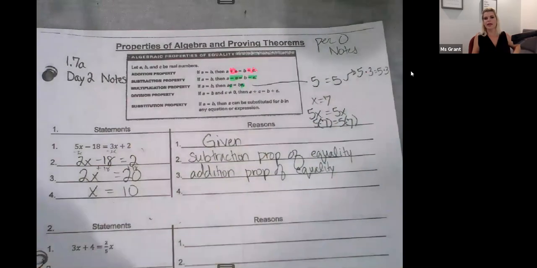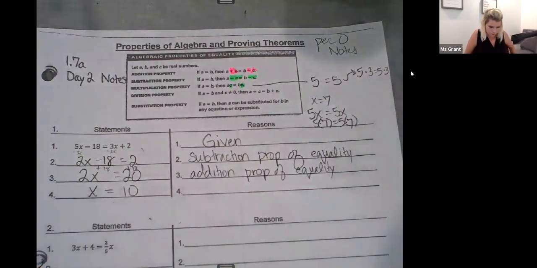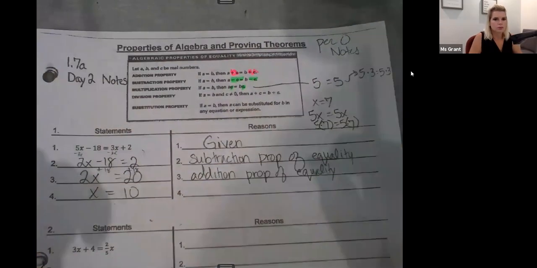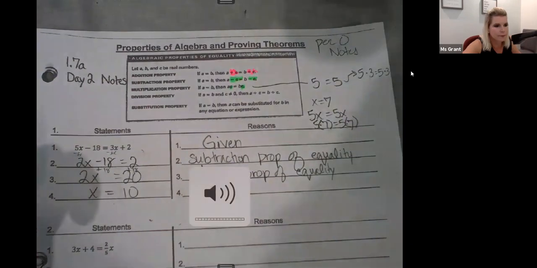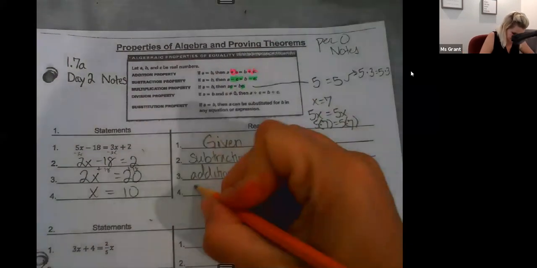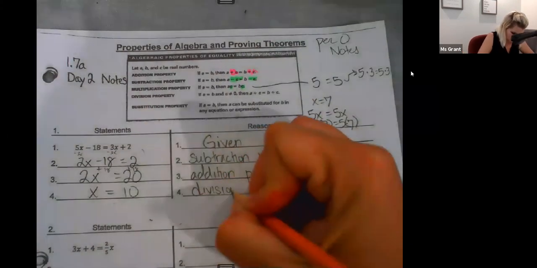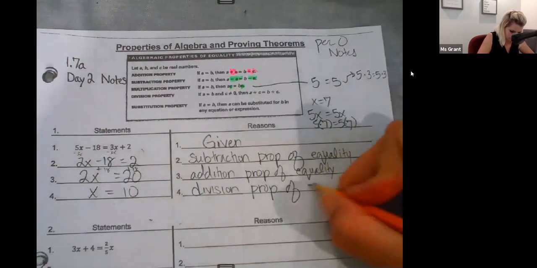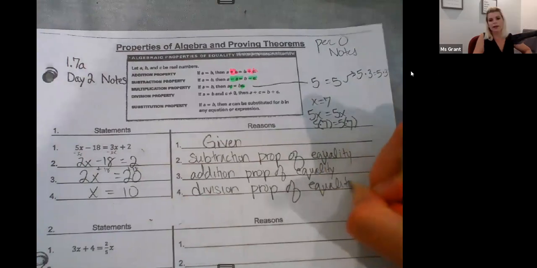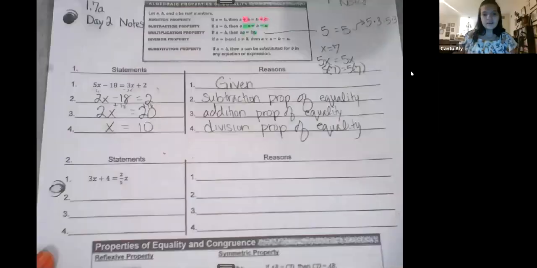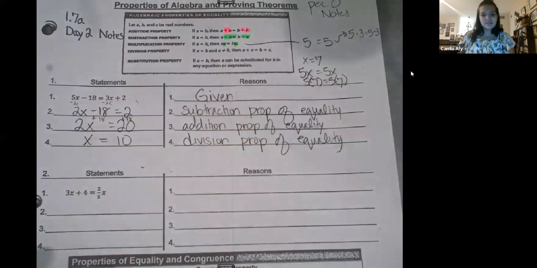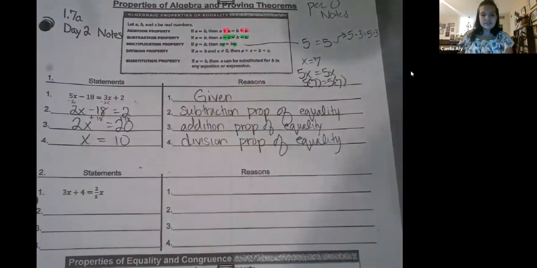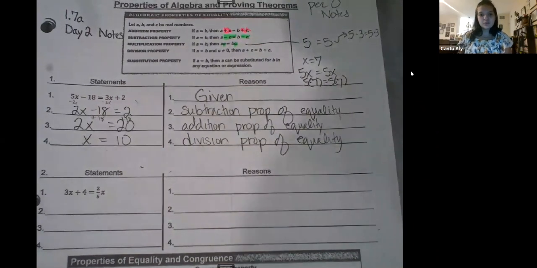What was the reason for that? What are you going to say? What property did I just use? Division property of equality. Yes. Good. So we're basically just taking the steps to find x, but we're doing it step by step and labeling everything we do.